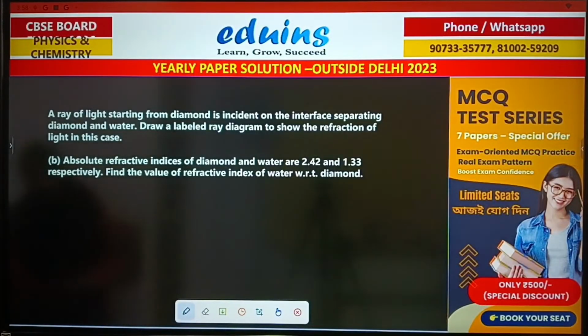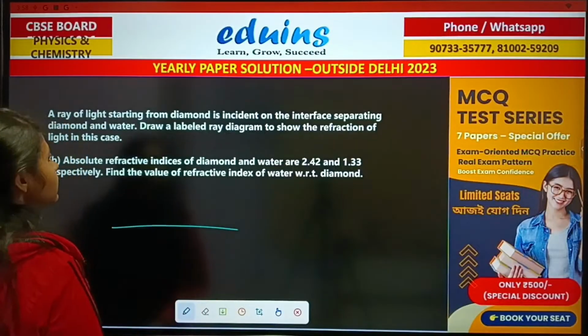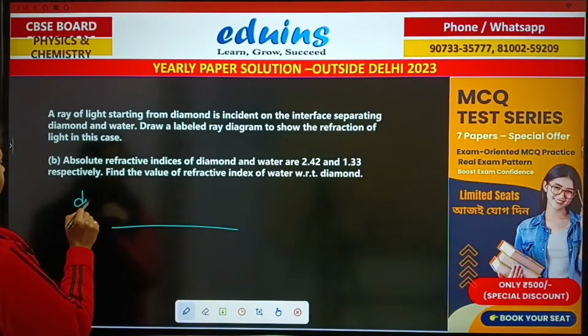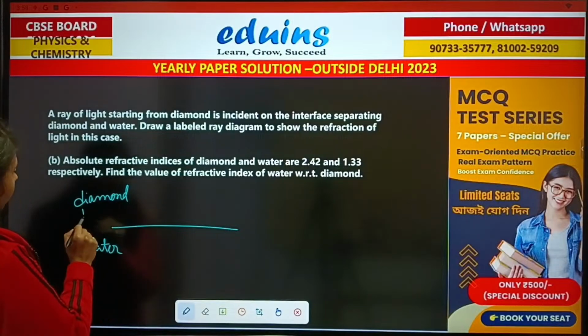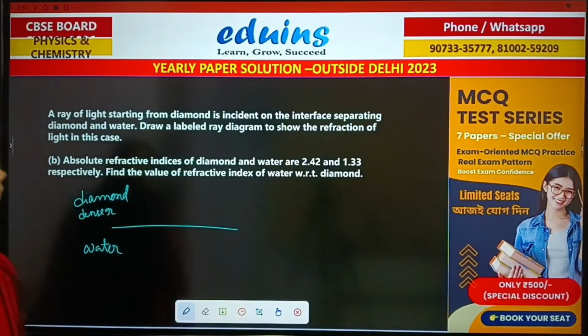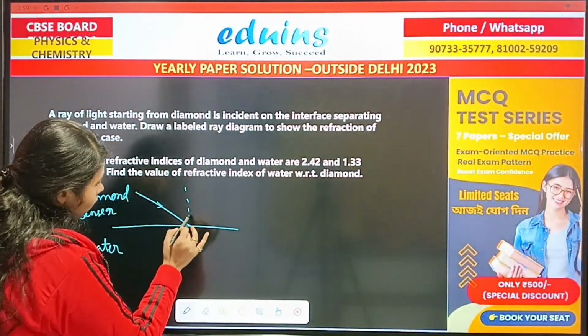The other question. A ray of light starting from diamond is incident on the interface separating diamond and water. Draw a labeled ray diagram to show the refraction of light in this case. So this is the interface that separates diamond and water. We know that diamond is the denser medium here. Okay. So now a ray is incident at an angle I.